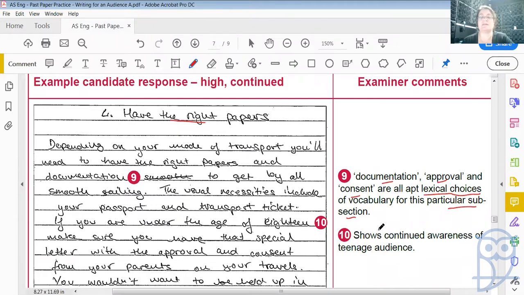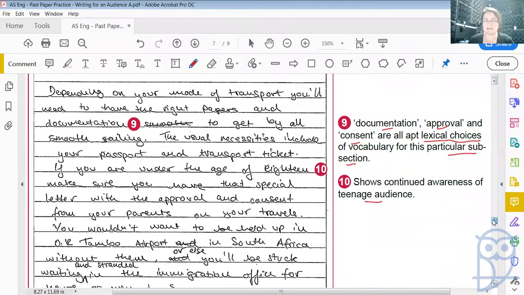And here the comment is, shows a continued awareness of the teenage audience. This is good. If you are under the age of 18, because older teenagers would also be under the age of 18. Let's say 17, 18 year olds, okay, if they're under the age of 18, they need to also be taken into account. And so the writer is thinking of them as well. And that just proves to the marker that you are constantly thinking of the audience.